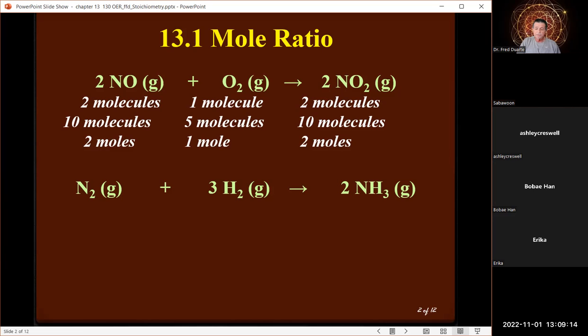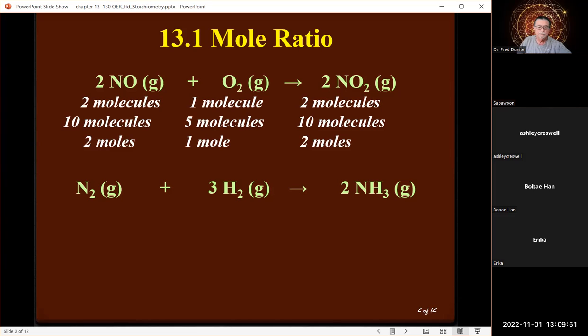Now, we don't really work with or deal with molecules, so we use the term moles. And so instead of calling it molecules, we go with 2 moles of nitrogen monoxide plus 1 mole of oxygen react to give us 2 moles of nitrogen dioxide. And remember that 1 mole is 6.02 times 10 to the 23rd molecules. Okay. All right.